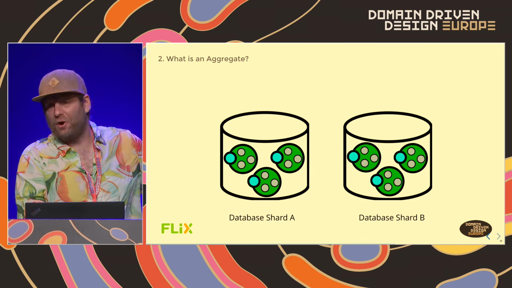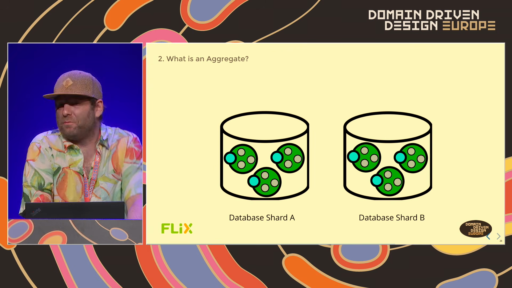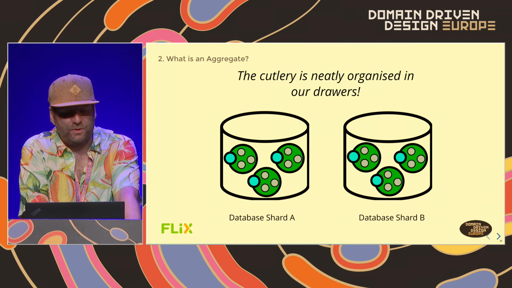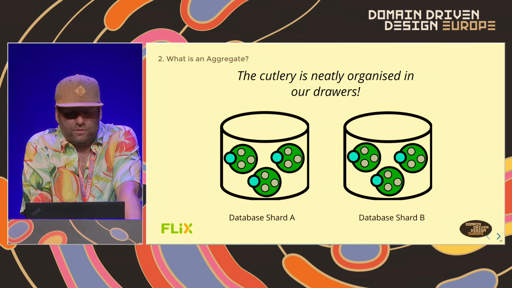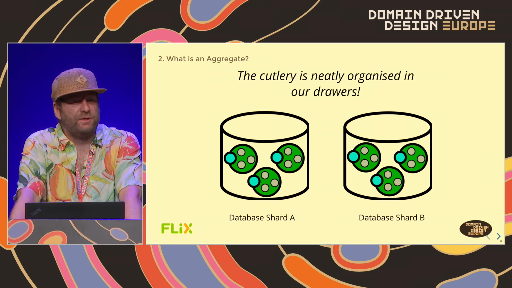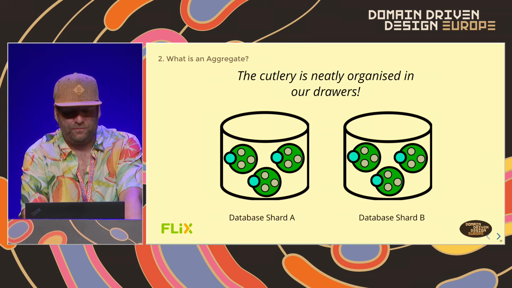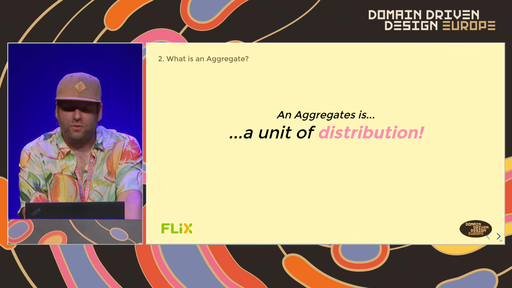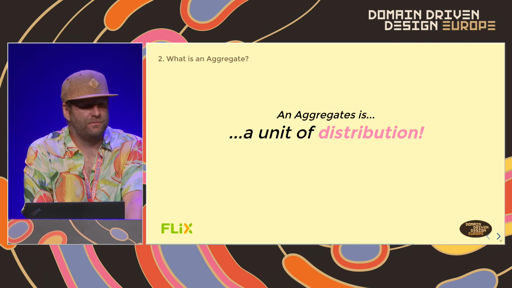I'm having database shards here as an example, but it could be also microservices, right? I mean, it's about putting the stuff in together. So in this scenario, the cutlery is neatly organized in our drawers. So an aggregate is also a unit of distribution.